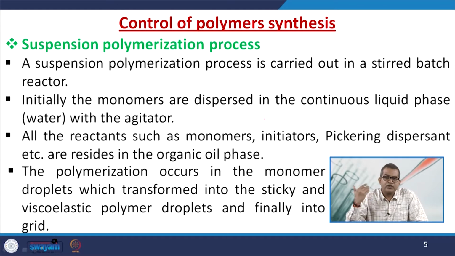The polymerization usually occurs in the monomer droplets, which transform into sticky and viscoelastic polymer droplets, and finally form a grid-like structure. So, they form some sort of seed, they initiate the process, and then all the other monomer tries to stick to that particular seed.